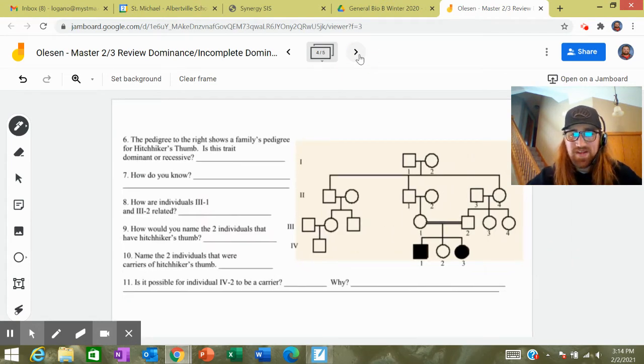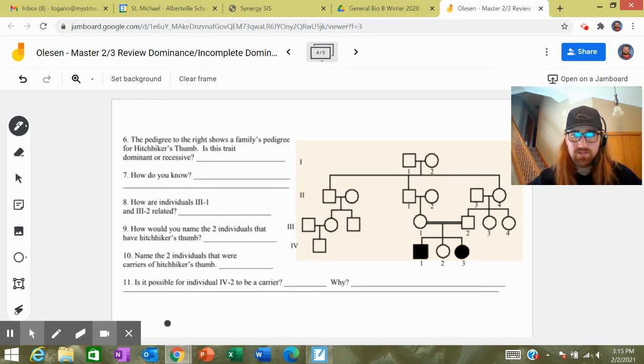Then we get into your guys' favorite. We get into pedigrees. So just for a quick reminder, squares mean that they're males, circles mean that they are females. So let's break through this. Let's talk about it. Let's make sure we're all on the same page. So number 6, which I know is actually not the right number, but it says number 6 here. The pedigrees to the right show a family pedigree for hitchhiker's thumb. Is this trait dominant or recessive?